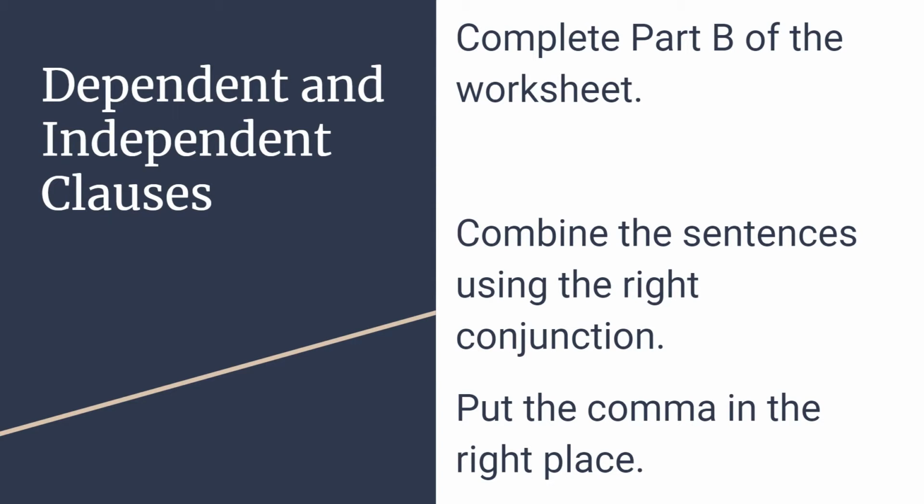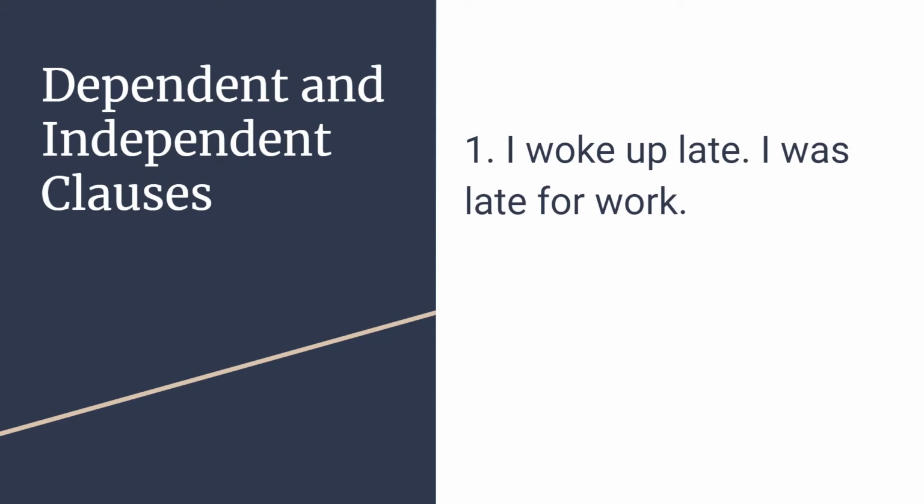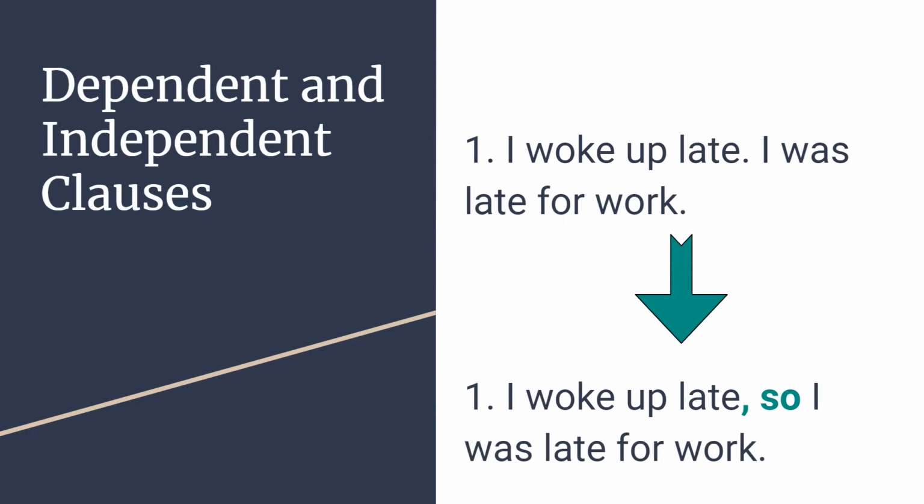For part B of your worksheet, go ahead and take a look at these sentences. Number 1, I woke up late, I was late for work. Now if you were paying attention, you might be tempted to say, I woke up late, so was late for work. However, it's a unique situation with the conjunction so. The cause and the result both need the subject. So with so, it's a special case. It must be, I woke up late, so I was late for work. Sorry for tricking you.